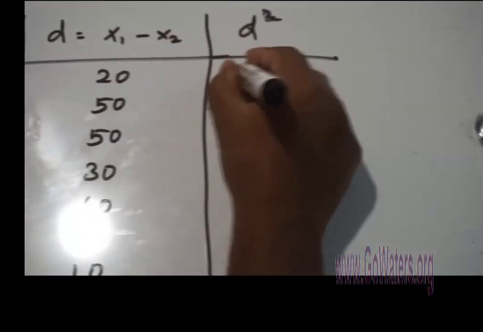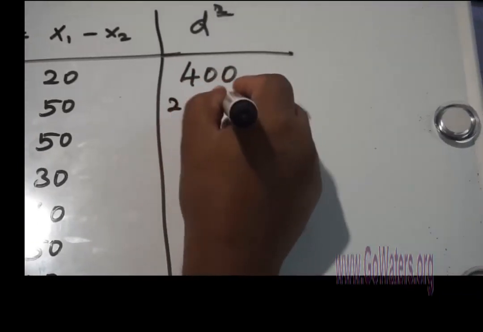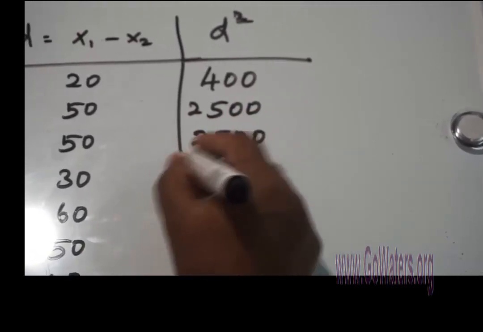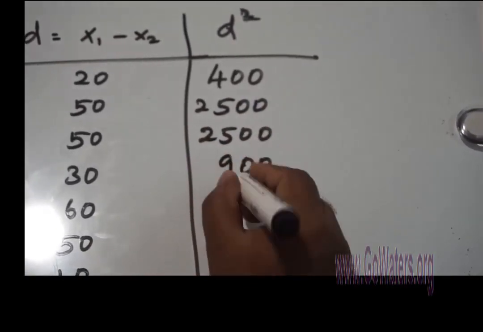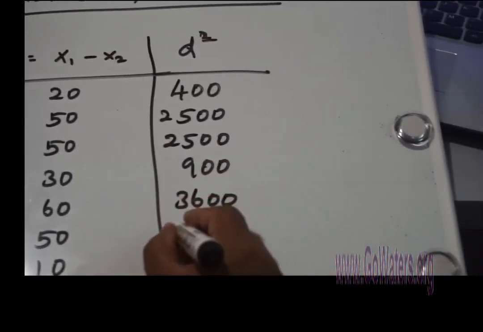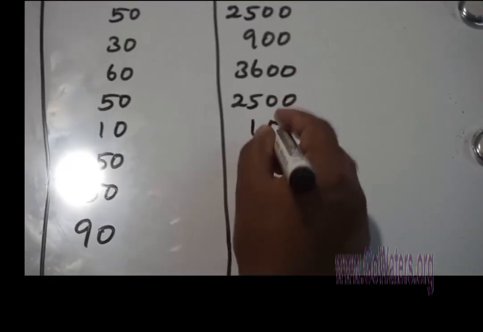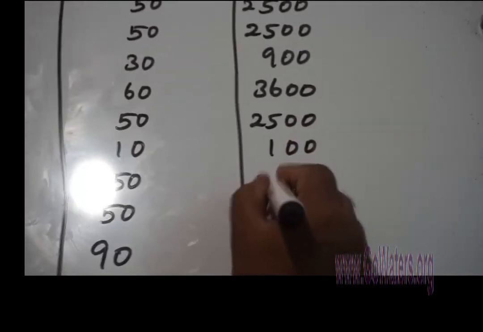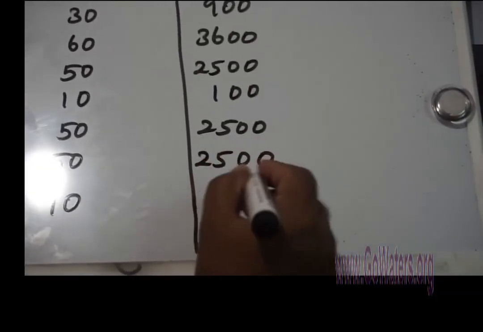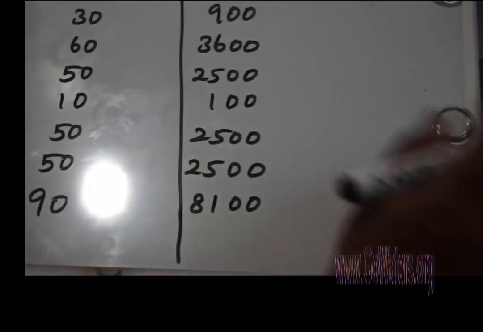Now I'm going to square these numbers and write the squares here. 20 squared is 400, then 2,500, 2,500, 900, 3,600, 2,500, 100, 2,500, 2,500 and 8,100. So I have this information.